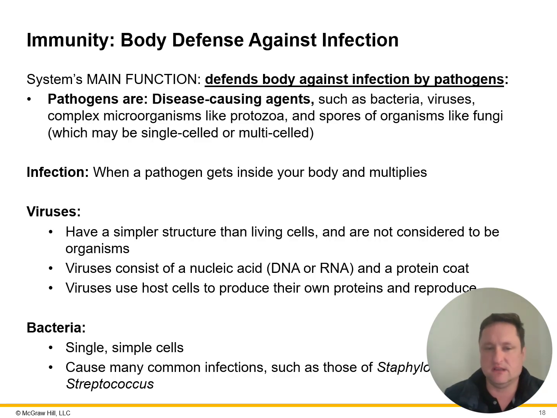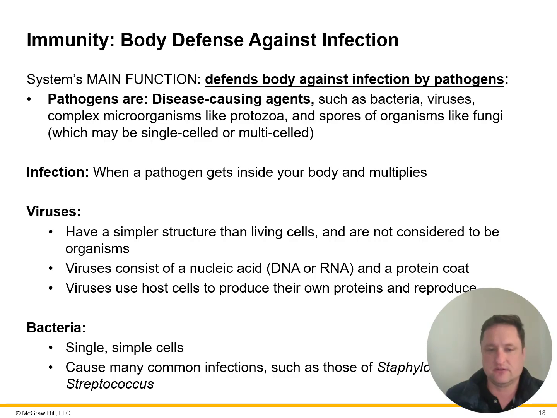So essentially, immunity is just your body's defense against infection. It's there to defend us against pathogens. Pathogens by definition are disease-causing agents. These can be bacteria, viruses, fungi, spores like fungi. So anything that would come into our body, worms, right, to cause us harm. Two big ones here are viruses and bacteria.